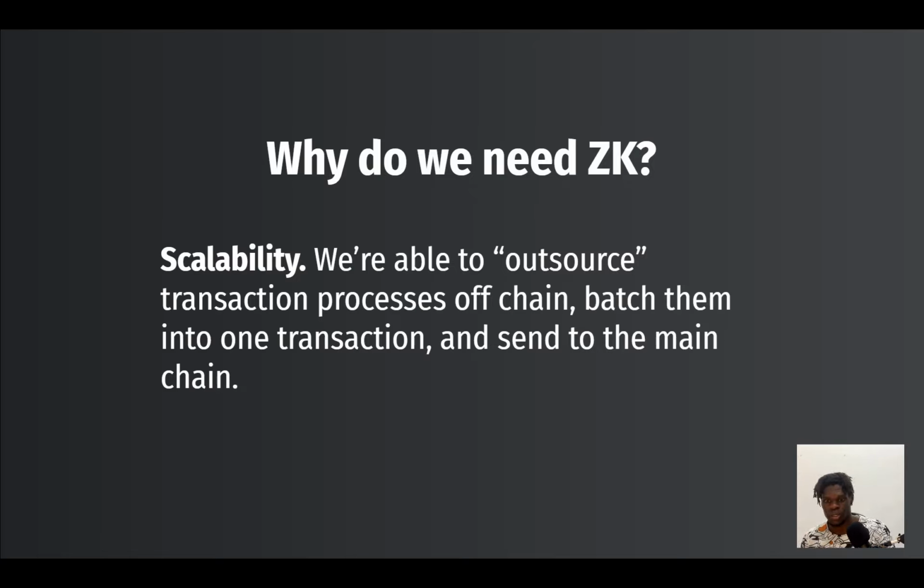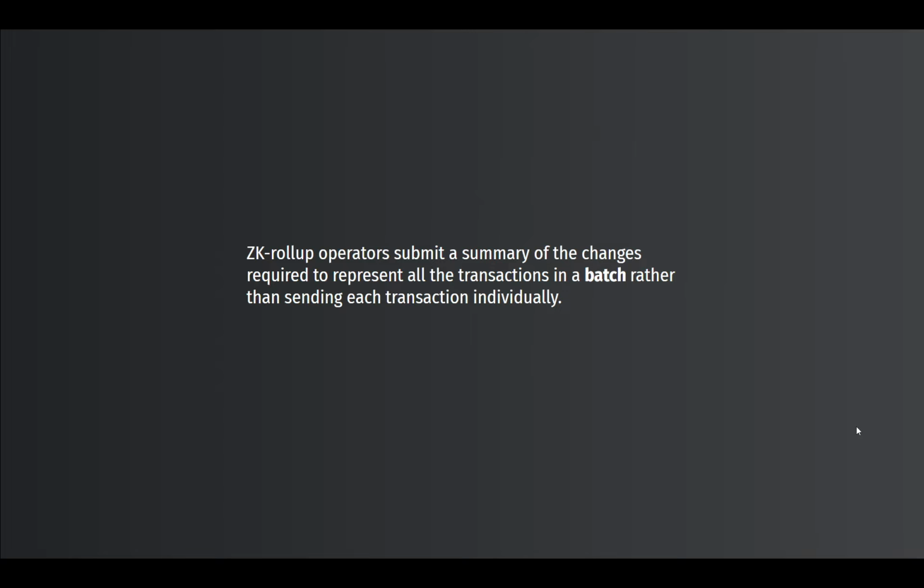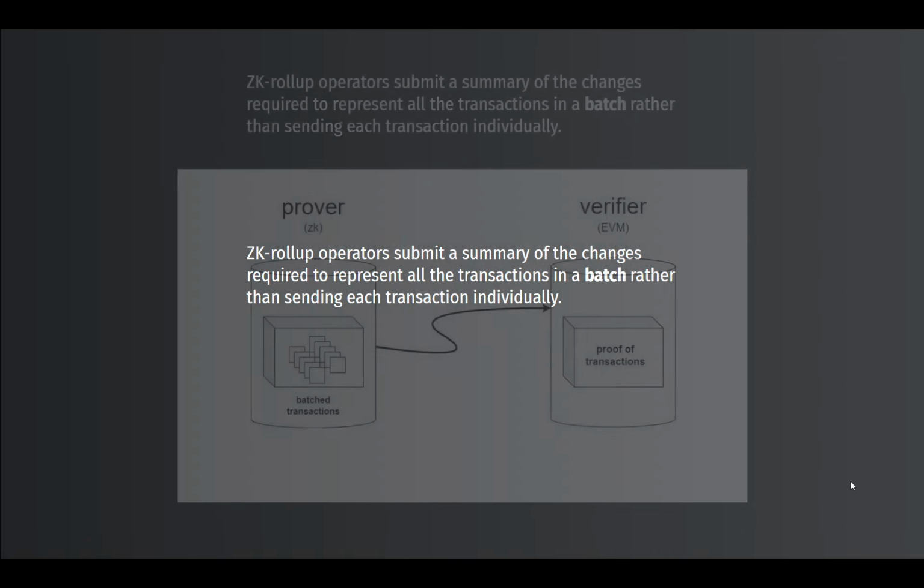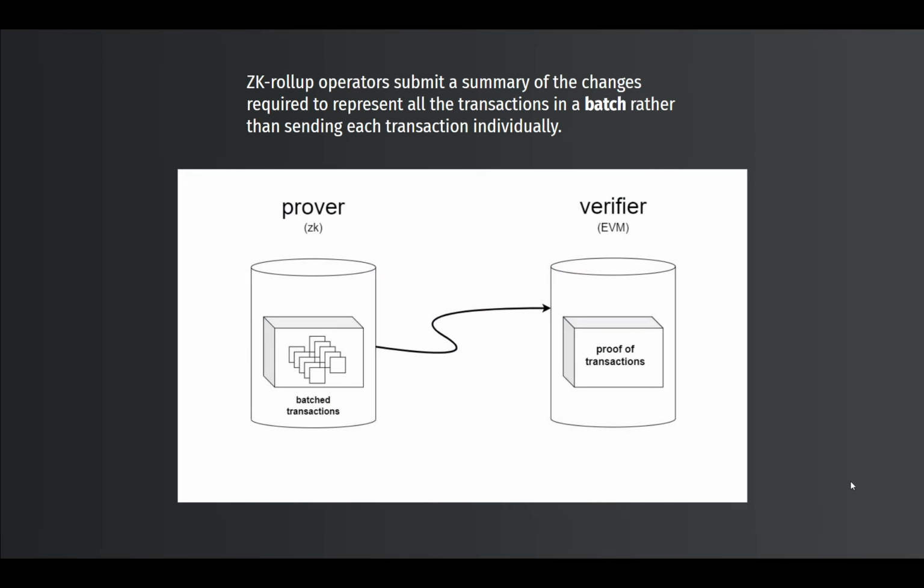So here's where this really cool diagram comes in that I'm going to show you in a bit. So zero knowledge rollups, because anything that is scaling Ethereum, because now we've moved into the blockchain, scaling Ethereum is a rollup. Zero knowledge rollup operators submit a summary of the changes required to represent all the transactions in a batch, rather than sending each transaction individually. A mouthful. Here's what it simply means.